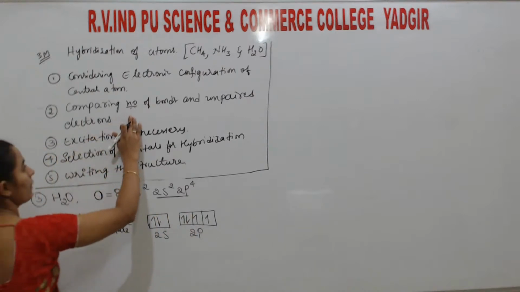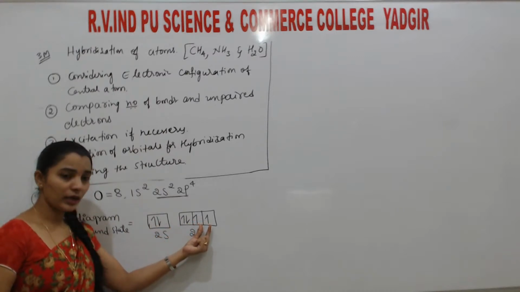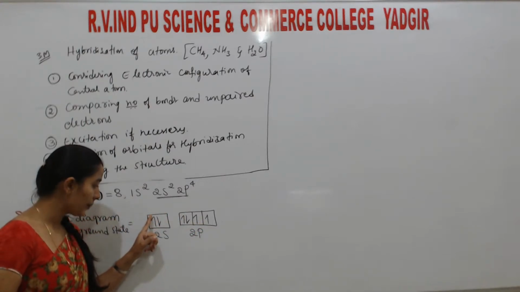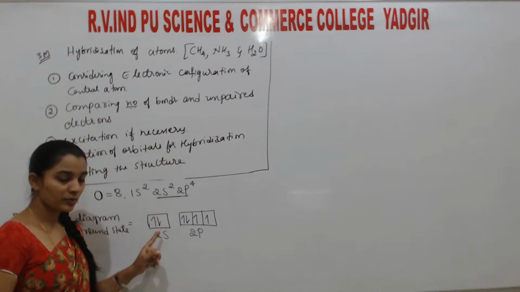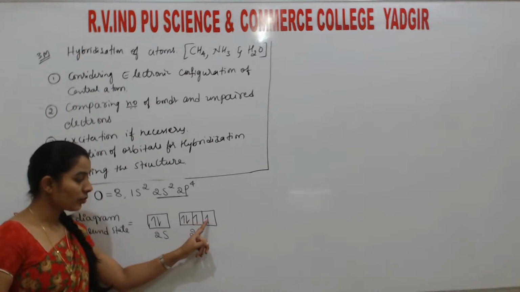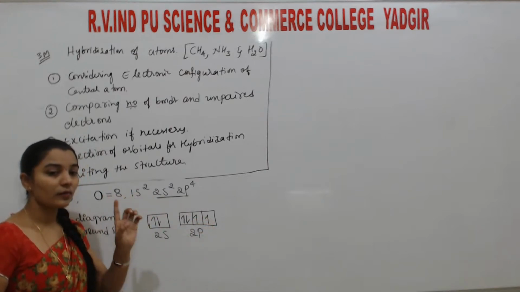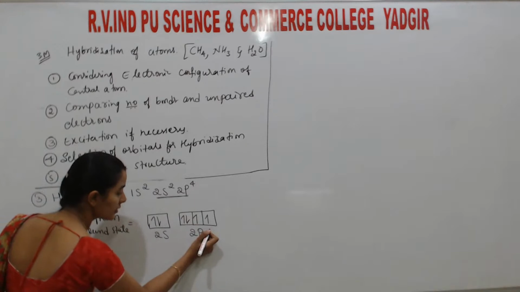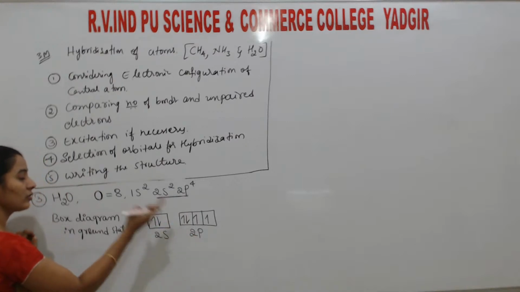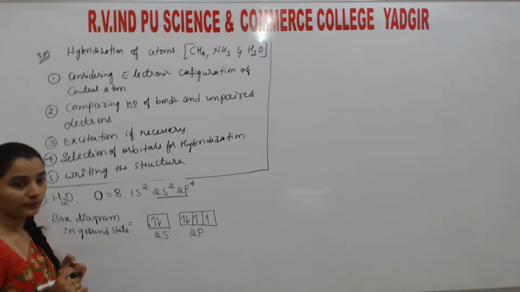Now the second step is comparing the number of bonds and the unpaired electrons. Here, how many unpaired electrons are there? 2. Unpaired electrons means singly filled electrons. These are paired, one in the up spin, one in the down spin, meaning opposite spin. This is opposite spin, and this is parallel spin. So these are unpaired electrons, meaning they are single. These electrons are involved in bonding. So here 2 electrons are available, and the bonds formed are also 2. So the number of unpaired electrons is equal to the number of bonds formed. So there is no need for excitation.